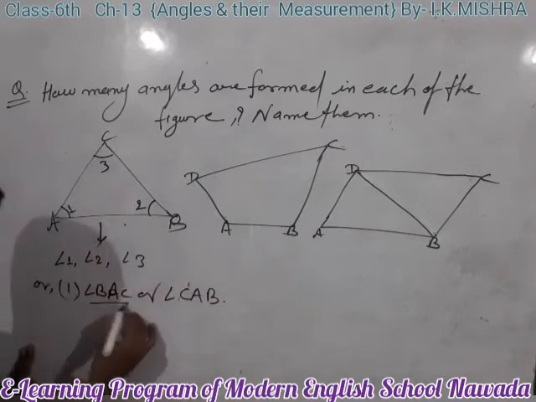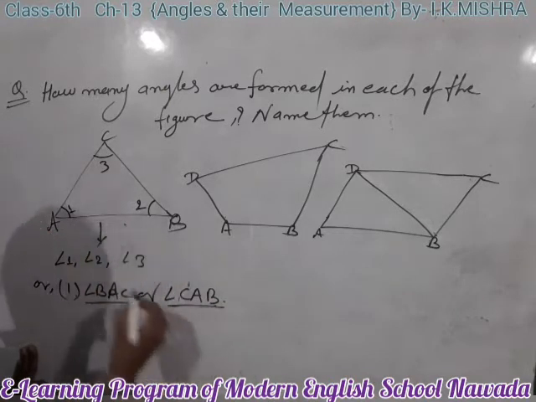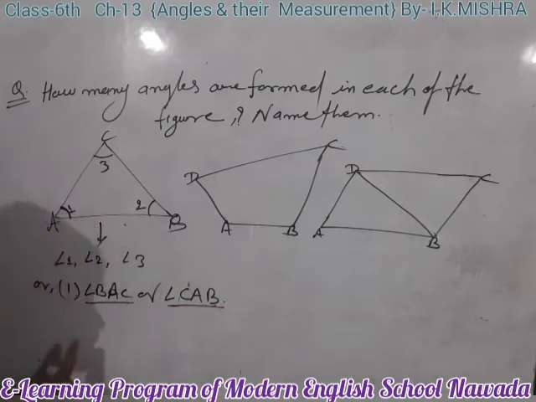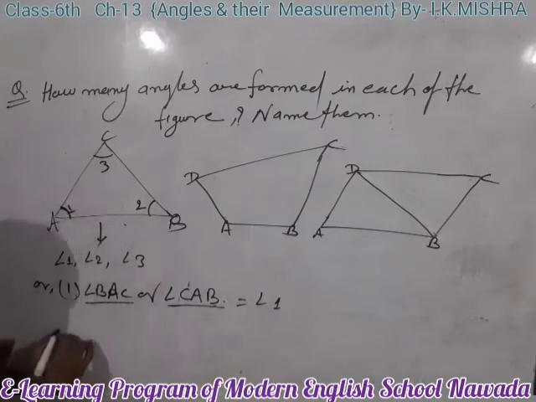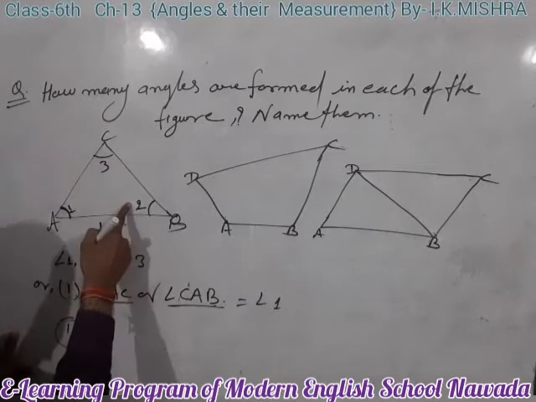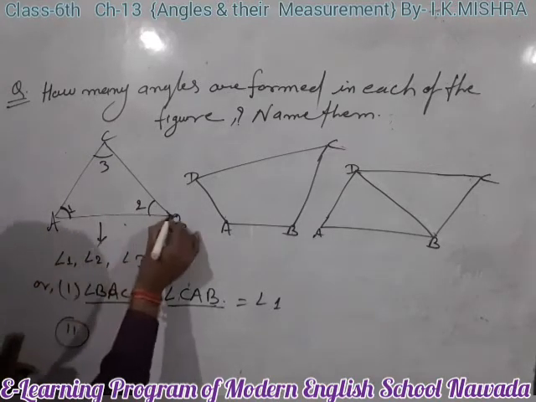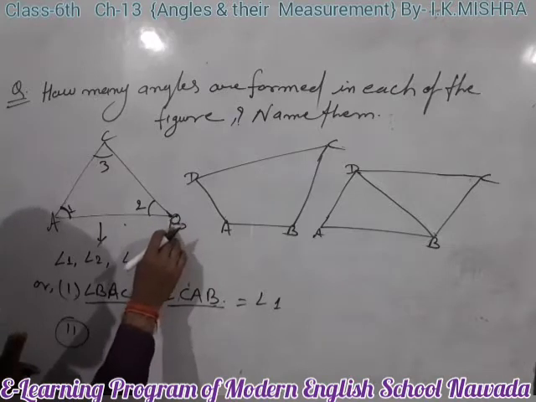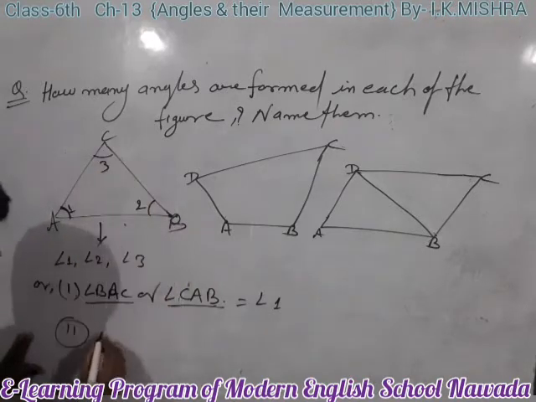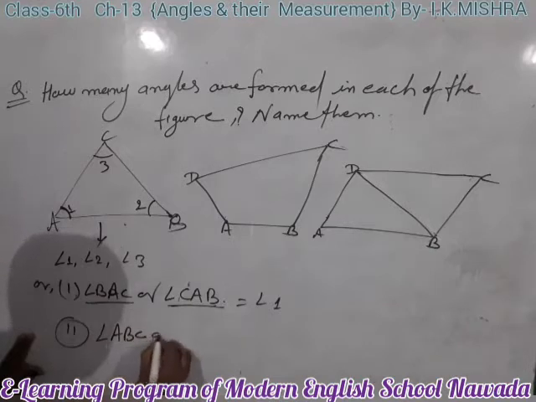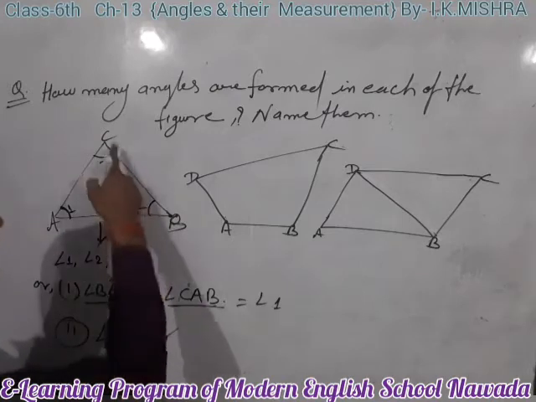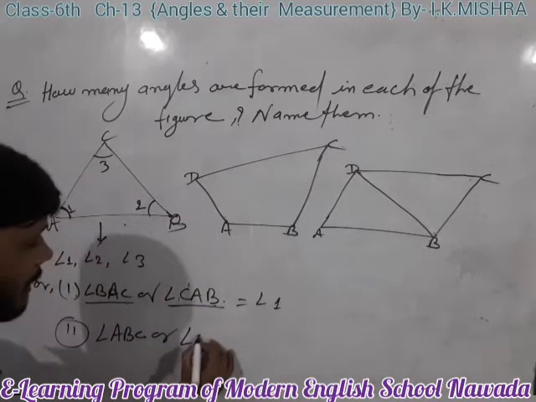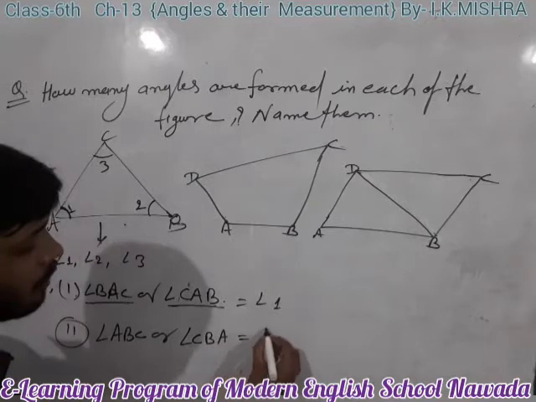That means this angle represents angle 1. Clear, friends? Now here, number 2 is angle 2, which represents angle ABC. This angle is named with the vertex B written in the middle, so angle ABC, or you can write it as angle CBA, and this is equal to angle 2.